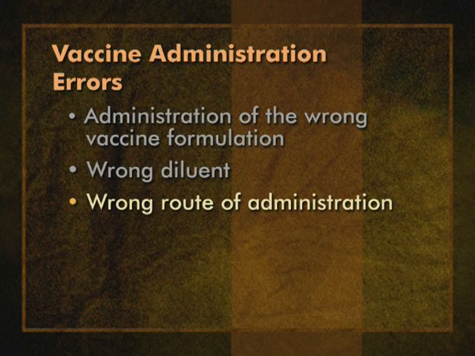Similarity in product names and packaging also increases the risk of medication errors. We suggest that you do not store products with similar names or packaging close to each other in the refrigerator or freezer. A third administration error we hear about is the wrong route of administration. Earlier, we discussed several factors involved in ensuring that a vaccine is injected into the correct tissue. The first step in this process is verifying the route that should be used for a particular vaccine.